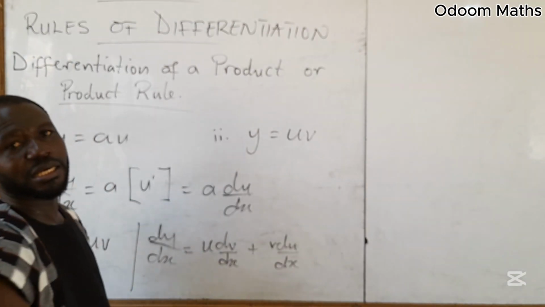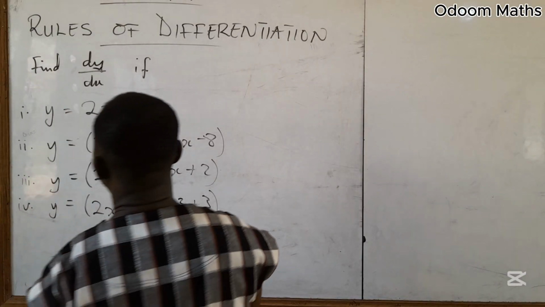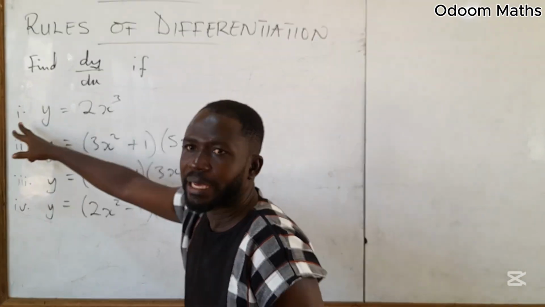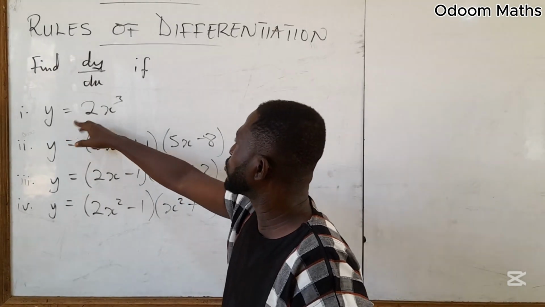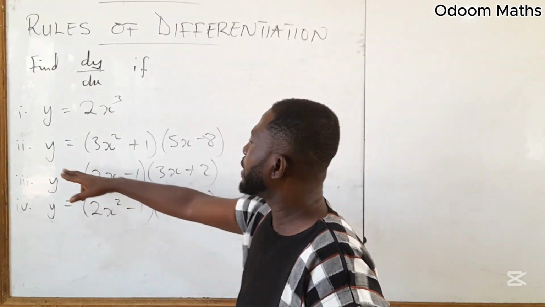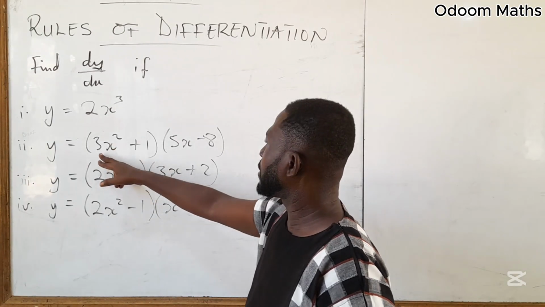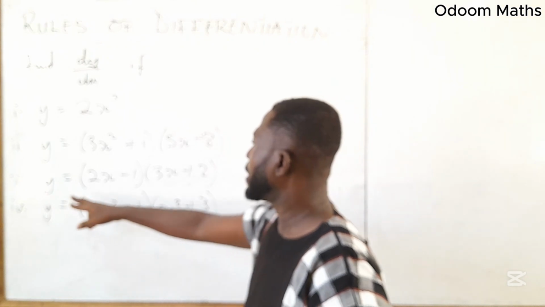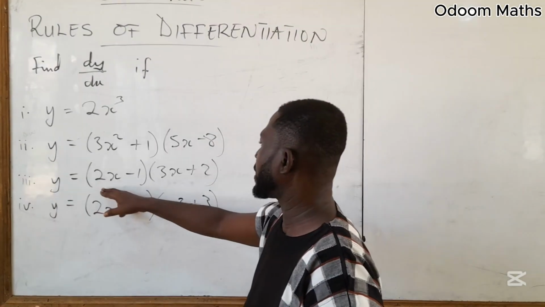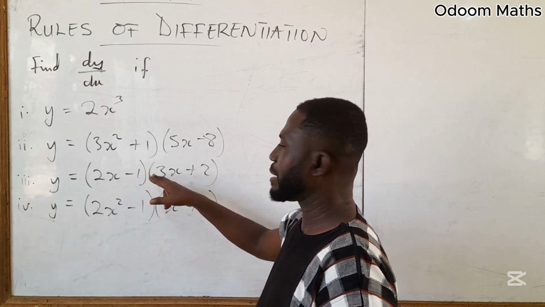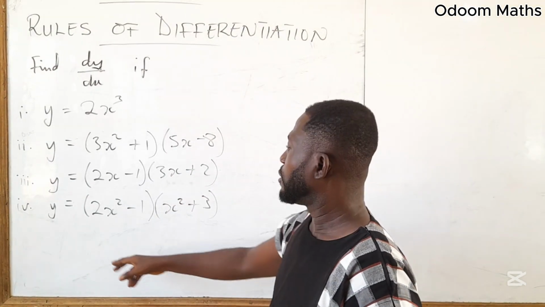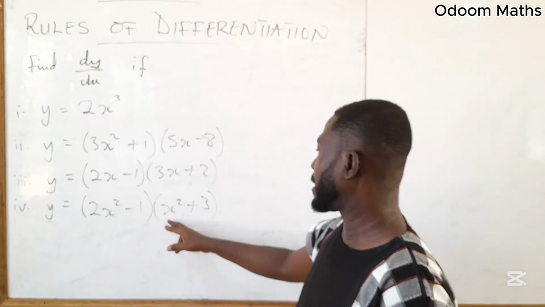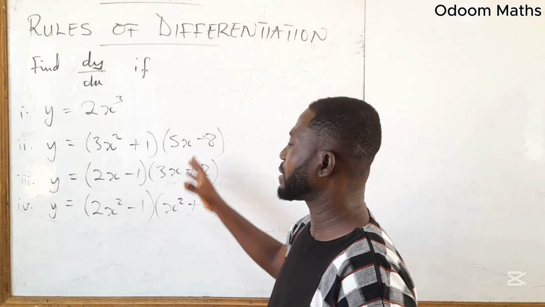Okay, now let's take some examples. The first example, find dy dx if, first one, y is equal to 2x cubed, and then y is equal to, in brackets, 3x squared plus 1, and then another bracket, 5x minus 8. Then the third one, y is equal to, in brackets, 2x minus 1, then another bracket, 3x plus 2. Then the last one, y is equal to, in brackets, 2x squared minus 1, and then another bracket, x squared plus 3. Okay, so let's take them one after the other.